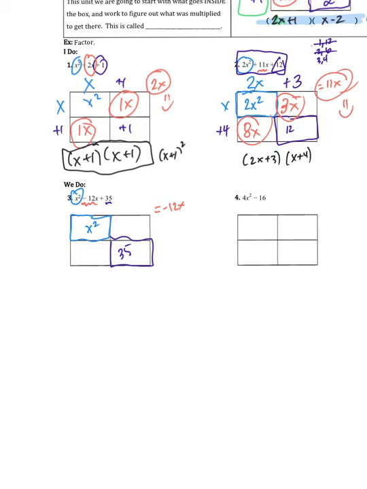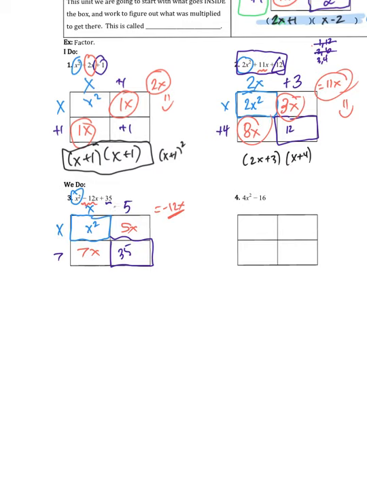Okay, what makes x squared? X times x. What makes 35? Well, 35 is 1 times 35 and 5 times 7. So I'm going to try 5 and 7. And if I multiply here inside, that would give me 5x and 7x. And that wouldn't give me negative 12x. It would give me positive 12x. But I need to multiply to be positive 35.